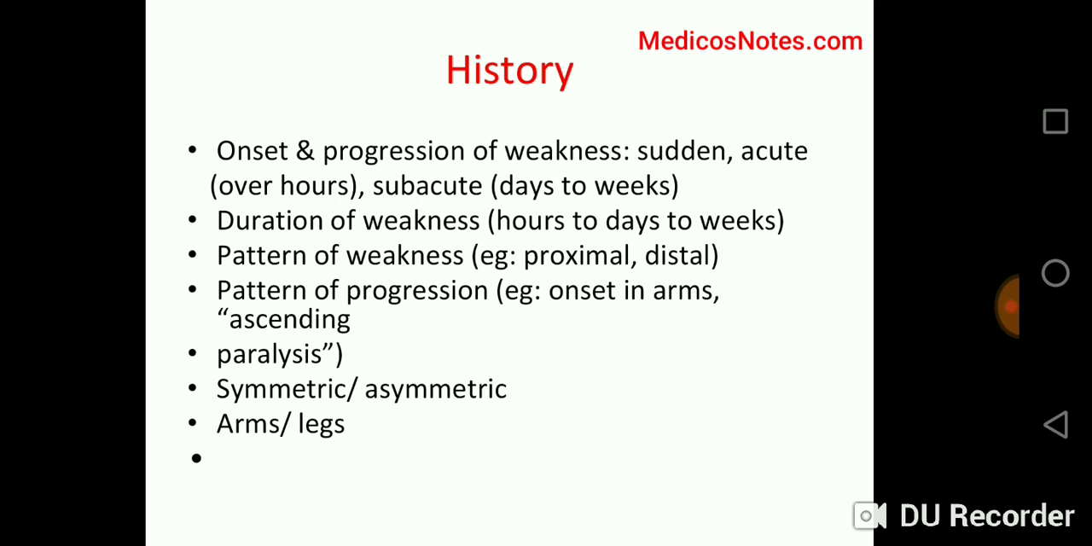Ask about the pattern of progression of the weakness. Ascending weakness indicates Guillain-Barré syndrome and a descending weakness indicates tick paralysis. Ask whether it is symmetric or asymmetric.